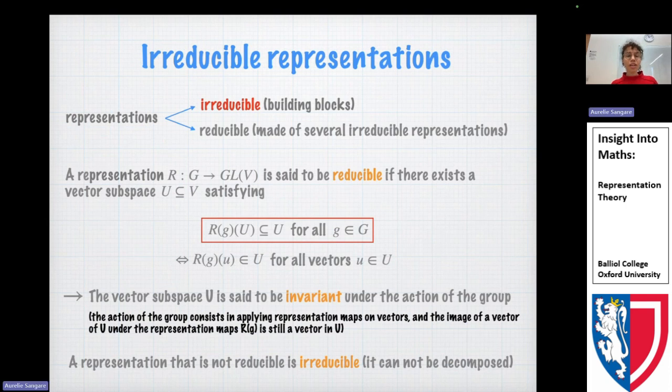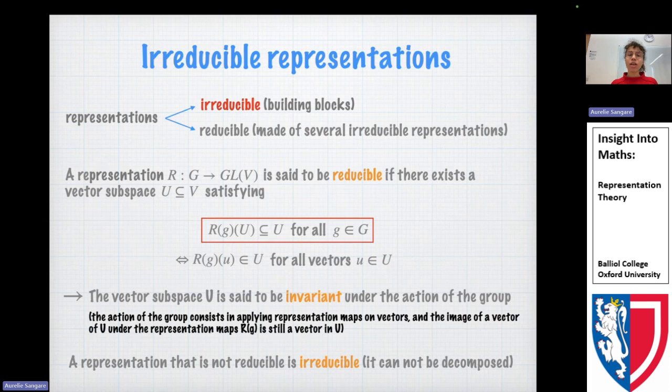And now that I defined what a representation is, I'm going to define the two types of representations. So we have irreducible representations and reducible representations. Irreducible representations are the building blocks of representations. So they are the simplest type of representation. They can't be decomposed. On the other hand, in contrast, reducible representations are those which are composed, you could say, of the irreducible ones. So you obtain reducible representations by doing some operations on your irreducible representations, like, for example, adding them together. And to illustrate this, you can see an analogy with fractions.